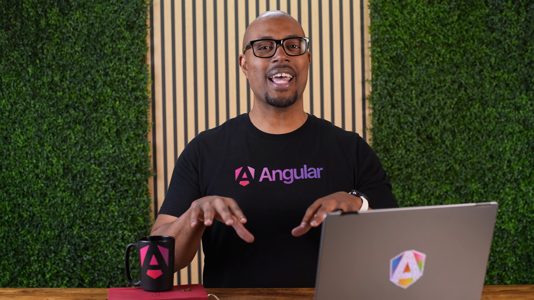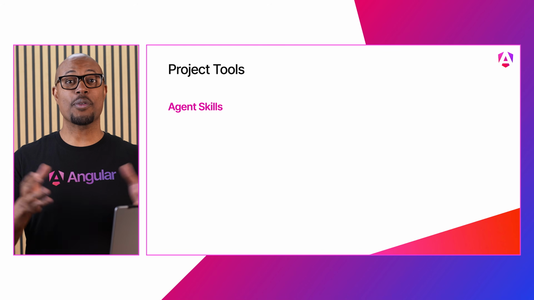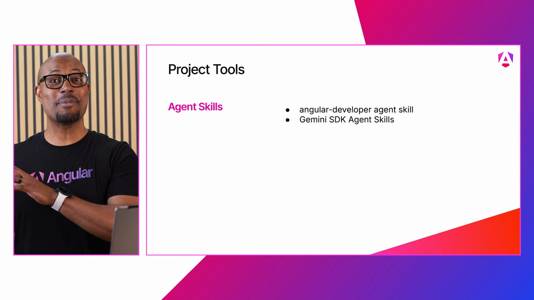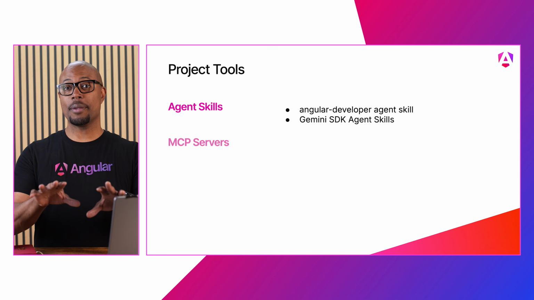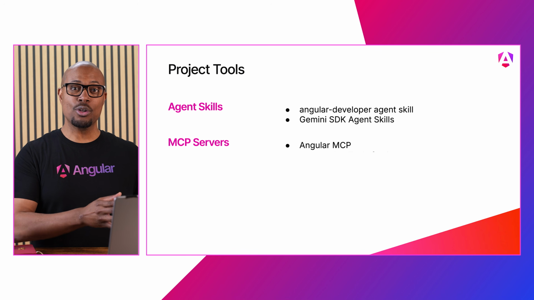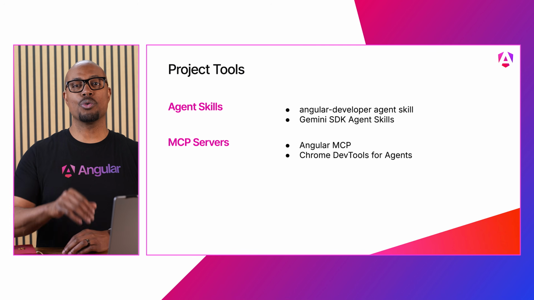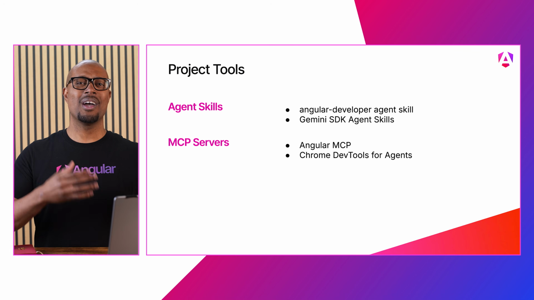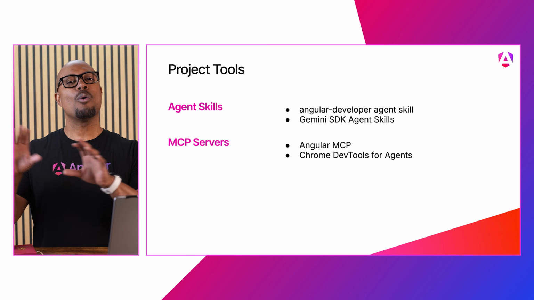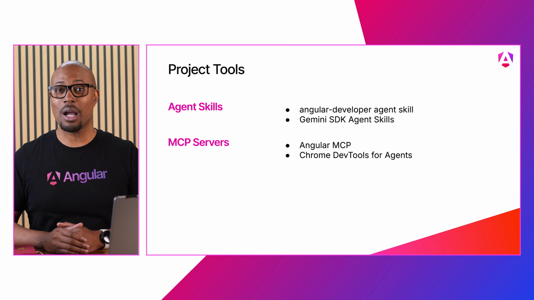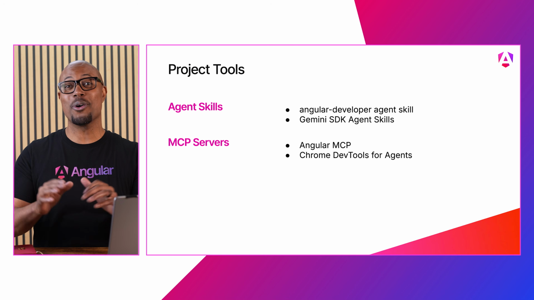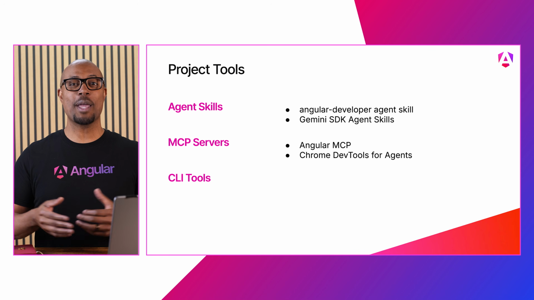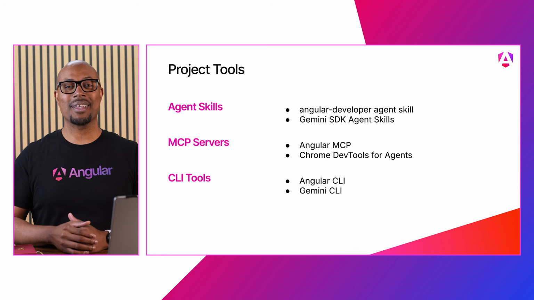All right, here's the stack that's powering this project. For the agent skills, I'm using the Angular developer skill and the Gemini SDK skills. For MCP servers, I'm going to use the Angular MCP and Chrome DevTools for agents. The Angular MCP can help with things like controlling the server, finding examples, etc., while Chrome DevTools for agents can interact with the browser and so much more. Then for command line tools, I'm using our friendly neighborhood Angular CLI and Gemini CLI.